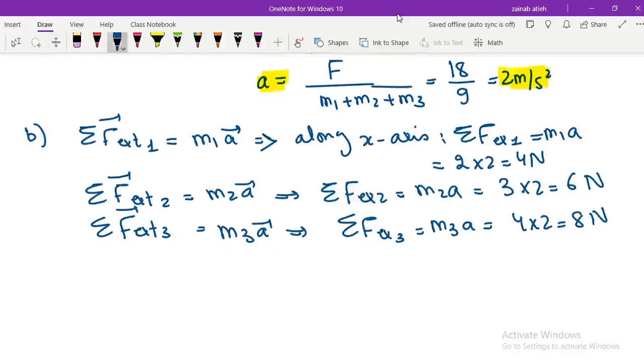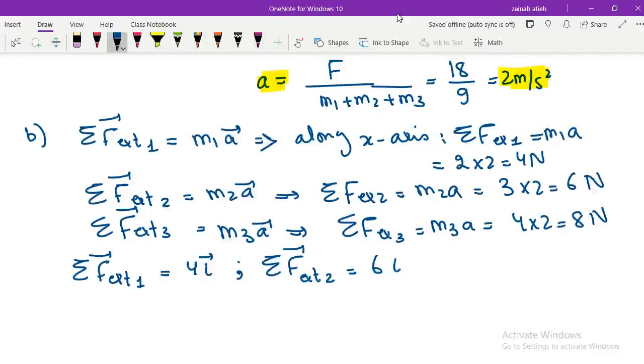So I can write them this way: sum of F external for particle 1 is equal to 4i along the x-axis. Sum of F external for particle 2 is equal to 6i. Sum of F external for particle 3 is equal to 8i, if I'm going to write them as vectors.